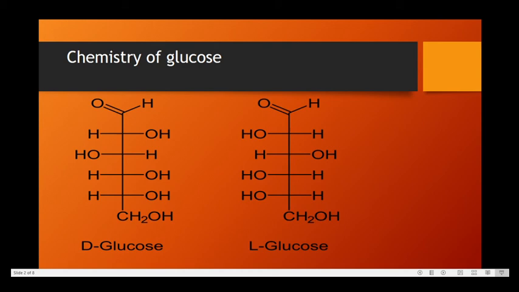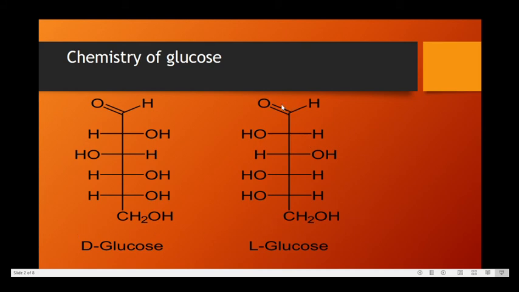Now from the structure itself we can determine which form is D or which one is L form. In the asymmetric carbon which is most distant from the aldehyde group, if the OH group is on the right hand side, then the molecule is said to be D form. Now in this structure you can see this asymmetric carbon is the most distant from this aldehyde group, and around this asymmetric carbon this OH group is on the right hand side, so this is D-glucose.